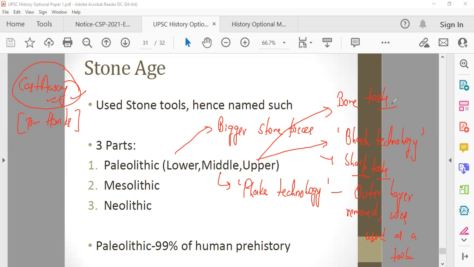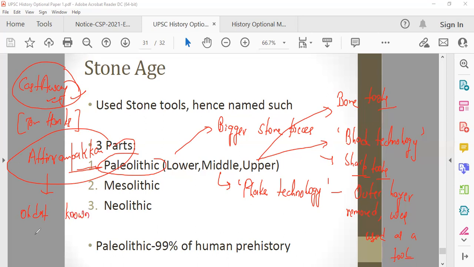And there are so many Paleolithic sites. I will show you the map. There's one site which is very famous, on which UPSC has asked two questions, in UPSC 2017 and 2018. That is Attirampakkam. This is the oldest known stone tool site in India. Do remember, this is very important. Very near to Chennai, 60 kilometers away from Chennai. Oldest known stone tool site in India.